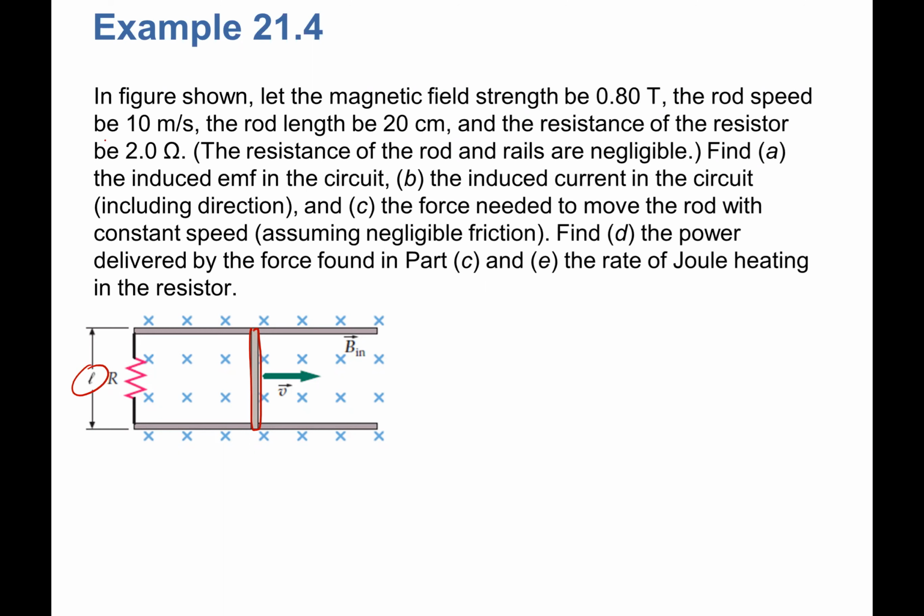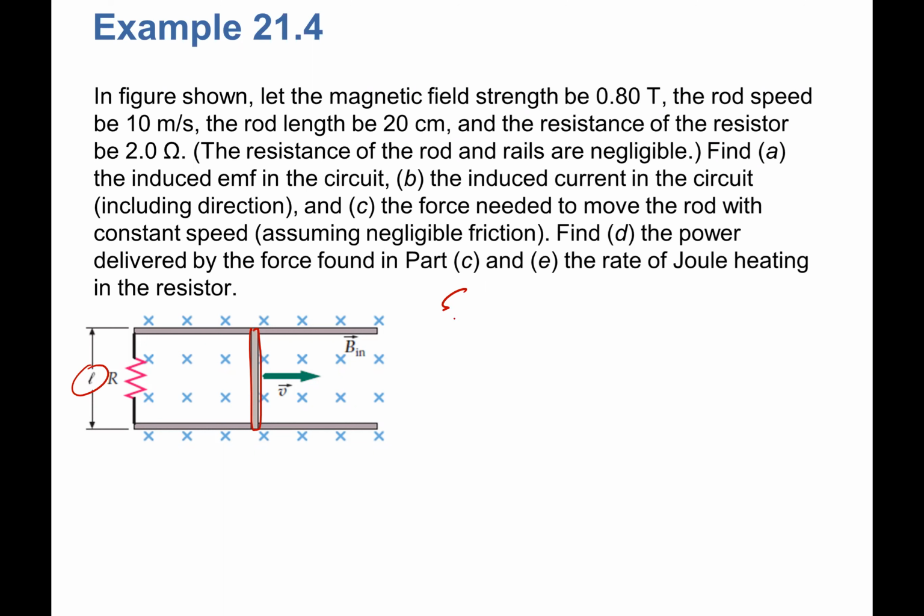So in the figure, let the magnetic field strength be 0.8 Tesla, the rod speed be 10 meters per second, and the length be 20 centimeters. The resistance of the resistor is 2 ohms. The resistance of the rod and the rails are negligible. All right, so find the induced EMF in the circuit. Let's do one at a time.